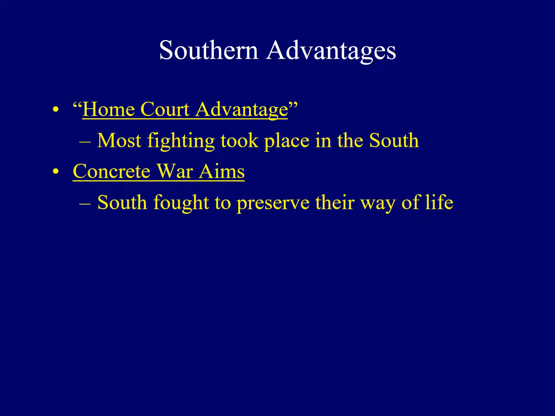Northern war aims were more abstract. They fought to preserve the Union. It wasn't until the Emancipation Proclamation was issued in 1862 that the Union war aims became more concrete.